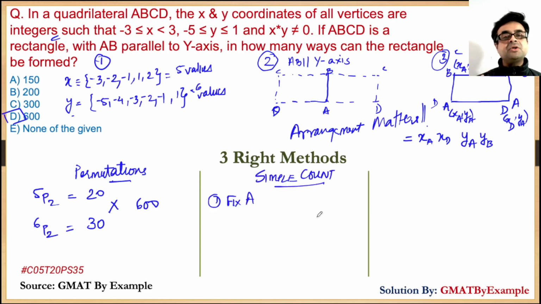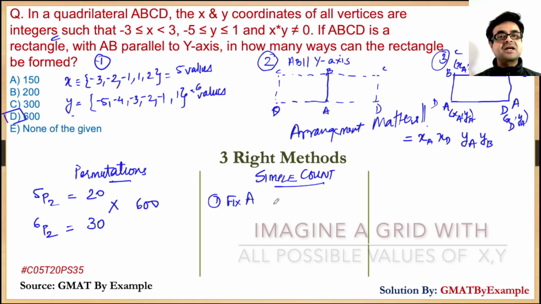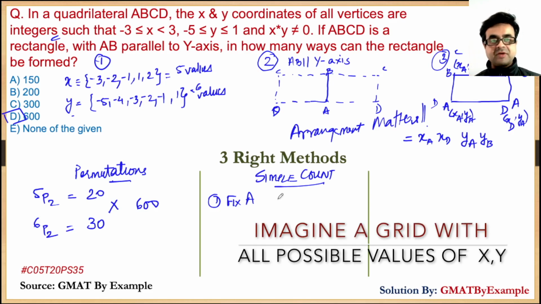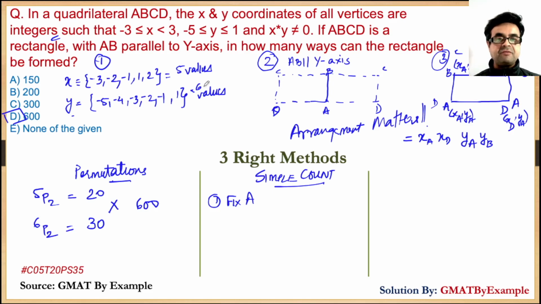So in method number 2, we are going to use simple counting. We know that the first point we have to figure out is point A. Since there is a grid of 30 possible values of x and y, which is 5 multiplied by 6, I can find or fix A in 5 multiplied by 6 equal to 30 ways.